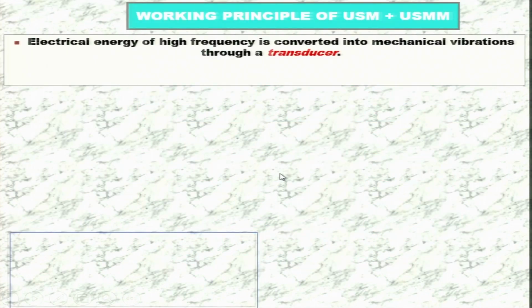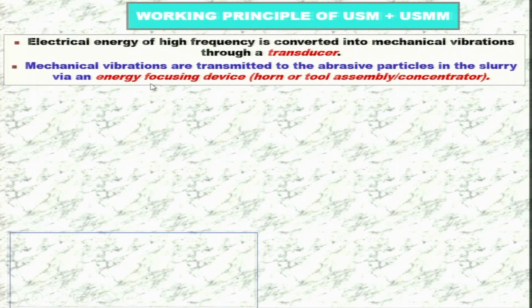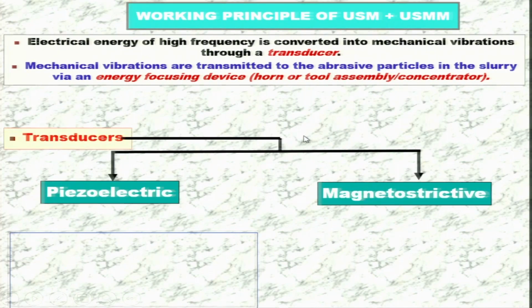Working principle of ultrasonic machining and micromachining: electrical energy of high frequency is converted into mechanical vibration through a transducer. The transducer is converting this energy into mechanical vibrations. Mechanical vibrations are transmitted to the abrasive particles. We have seen in earlier figures how it is transferred through the slurry via an energy focusing device, that is the horn or tool assembly or concentrator. I have shown you the concentrator in the earlier figure also.